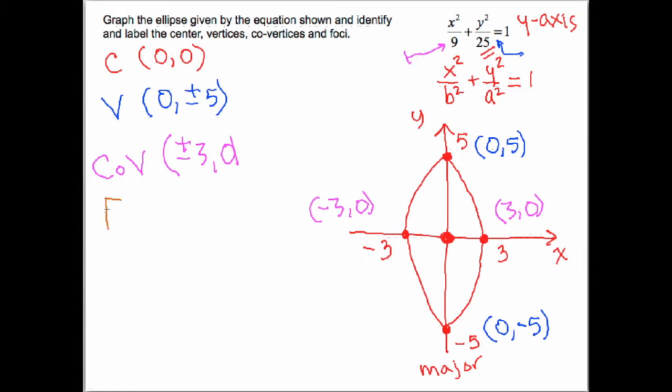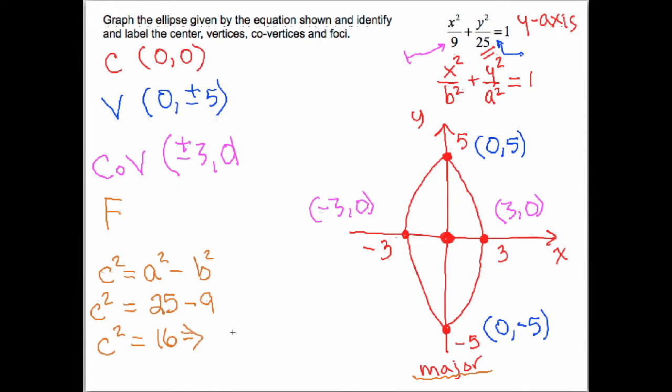Lastly, I have to find the foci. Now the foci will occur along the major axis, and to find the foci, we take the equation c squared is equal to a squared minus b squared. And we know what a squared is, that's the 25, and we know what b squared is, that's the 9. So c squared is equal to 25 minus 9, which is 16. Which means c would be the values plus and minus 4. And since these foci occur along the major axis, if I go to label them and write in their coordinates, you're looking at 0, 4, as well as 0, negative 4. There are my foci. The coordinates would be 0, plus and minus 4.